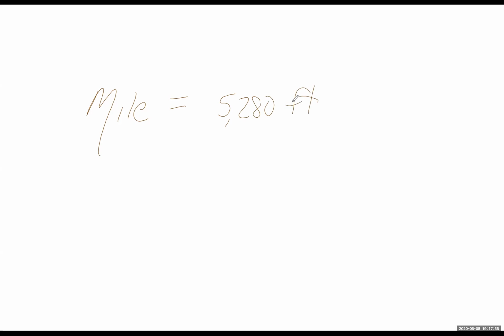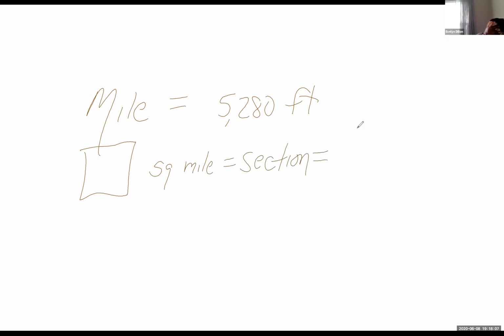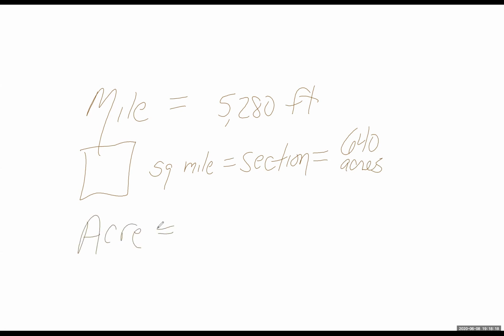A square mile, which is also called a what? Section, which is also how many acres? 640. 640 acres. Okay, you need to know that. An acre equals how many square feet? 43,560. Right? That's what you need to know. Definitely you need to know that. How many square feet are in an acre, right?